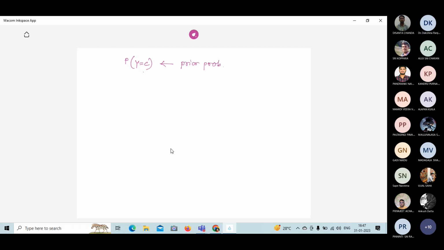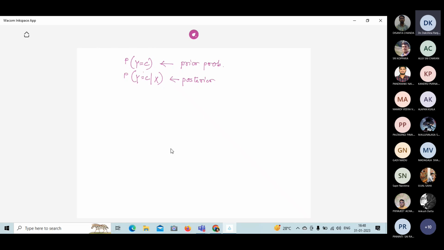Okay, that is for the class level C for a particular datum. And this probability, y equals C given X, is the posterior probability. So we get this conditional probability as the posterior probability. Okay, so this posterior probability is what we can estimate when the feature vector X is given.